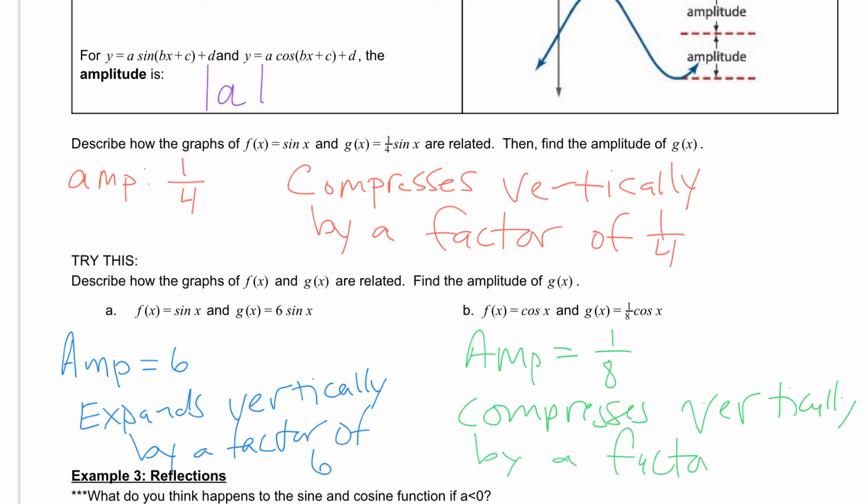If you have questions about the amplitude, let me know.